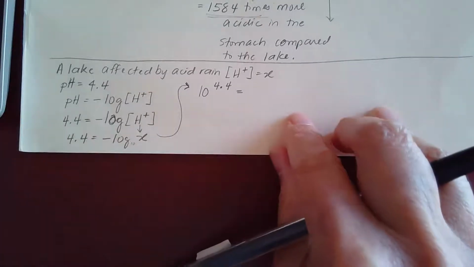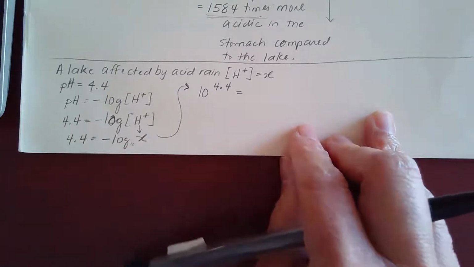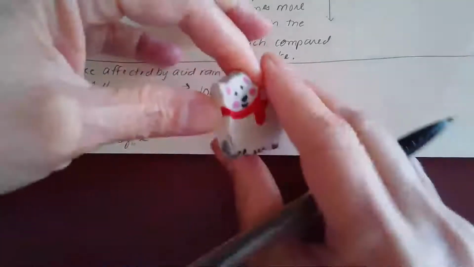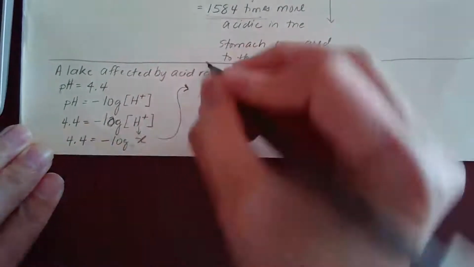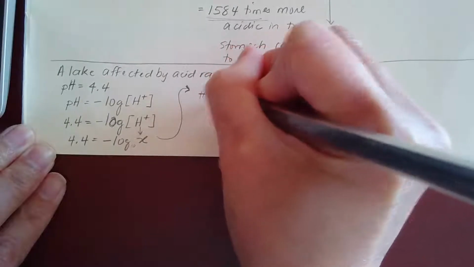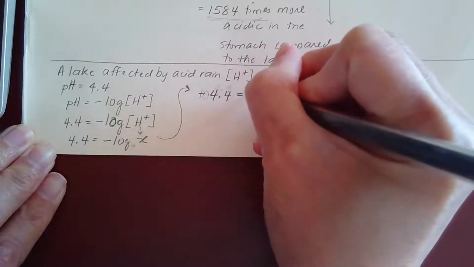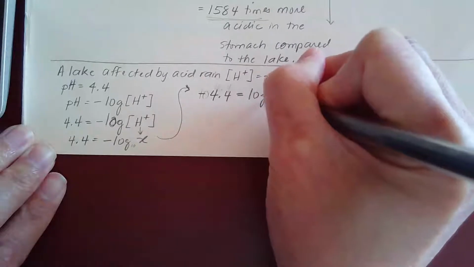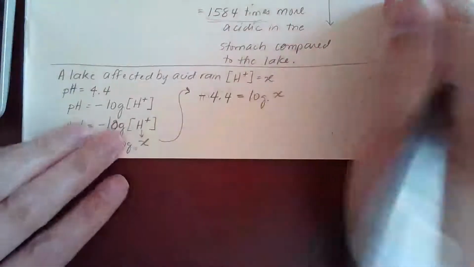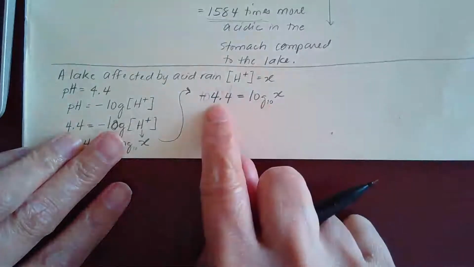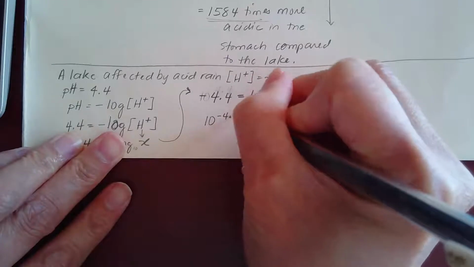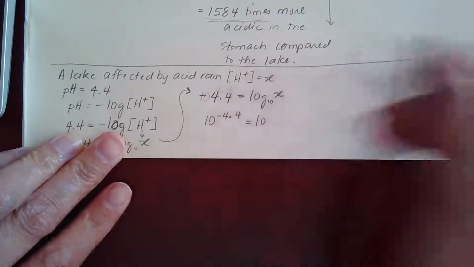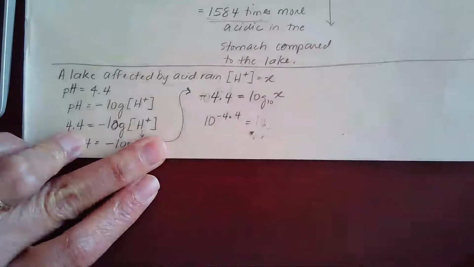Let's divide that first. I forgot the negative. Let's divide it by negative 1 first. So it's going to be negative 4.4 equals log base 10 of x. And then we can change that into exponential form. So 10 to the negative 4.4 equals x.